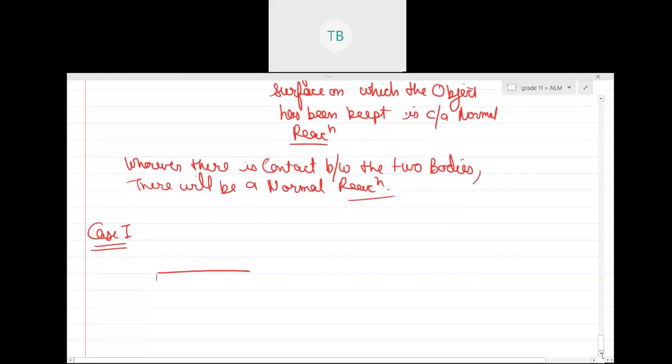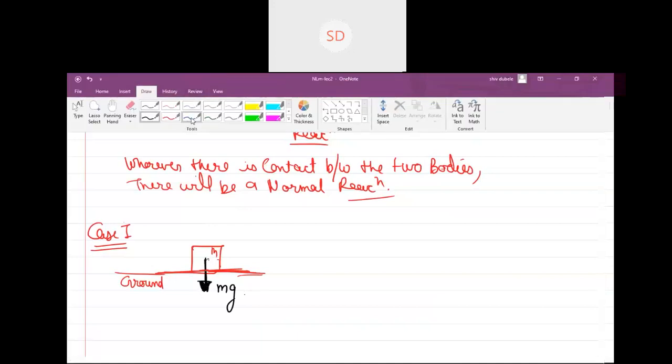So now see this thing guys, suppose there is an object of mass m which is placed on the ground like this. Can you see an object which is placed on the ground? Now, can you see the weight of the object will act downwards, right? So the earth will try to pull this object with mg, yes or no? This is what we discussed in the previous force.